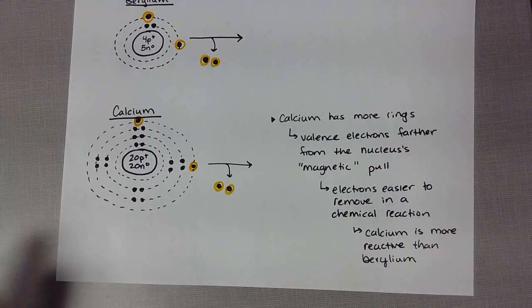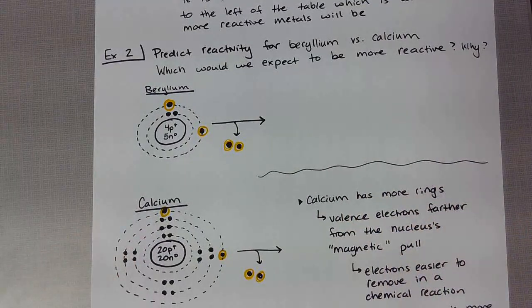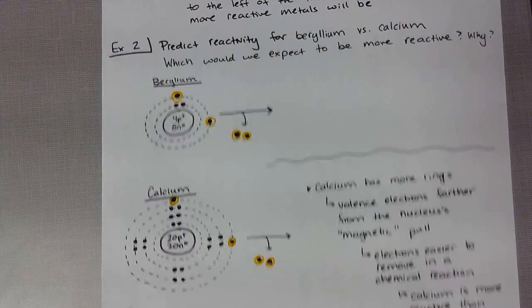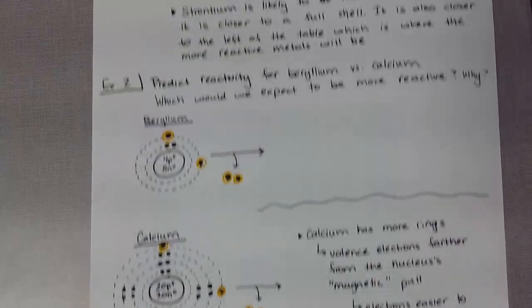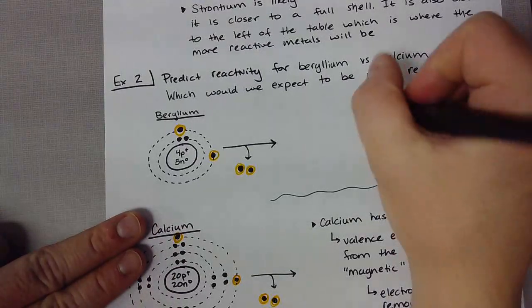Now, if this still feels a little tricky, that's okay. It's our first day. It's our first lab here. But you've got the idea. What are we doing? We're comparing elements. Using trends we've been provided, we can predict different traits for those element pairs. If calcium is going to be our more reactive element, we can predict that beryllium is going to be our less reactive element.